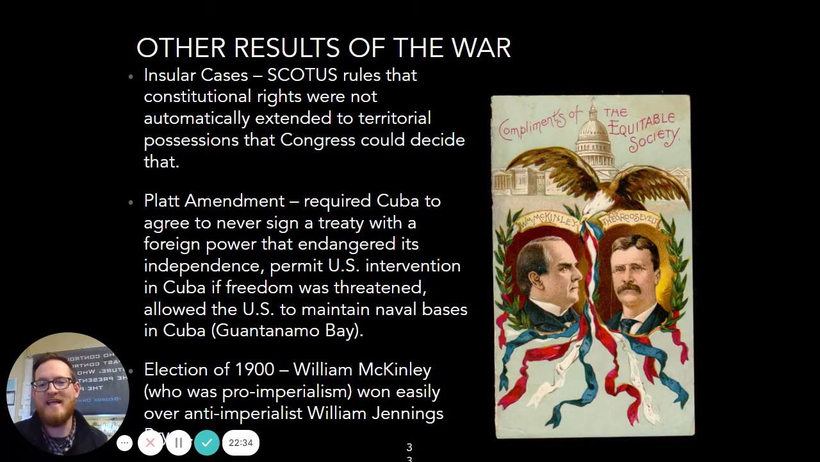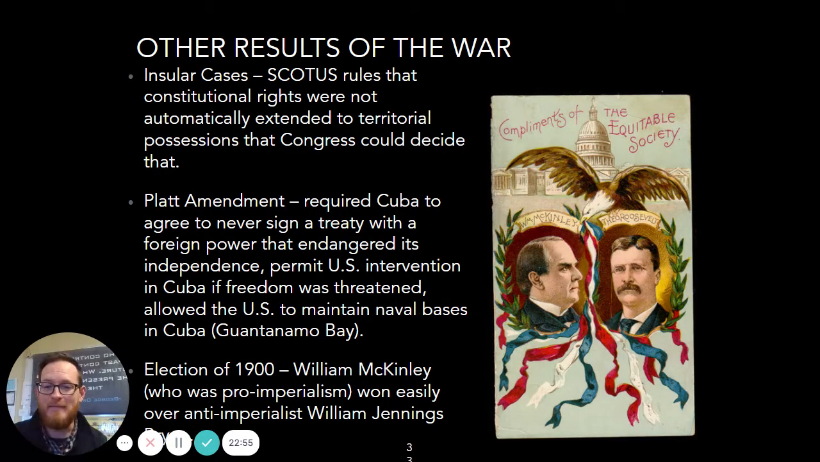You're going to have the insular cases, in which the Supreme Court rules that constitutional rights are not automatically extended to territorial possessions, that Congress could decide that was a congressional question. So basically, we take over these new areas. That doesn't mean they are instantly covered by the Constitution.